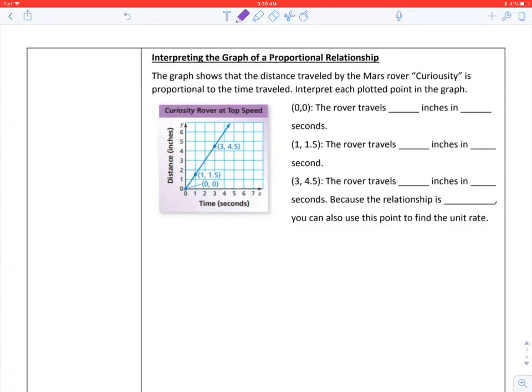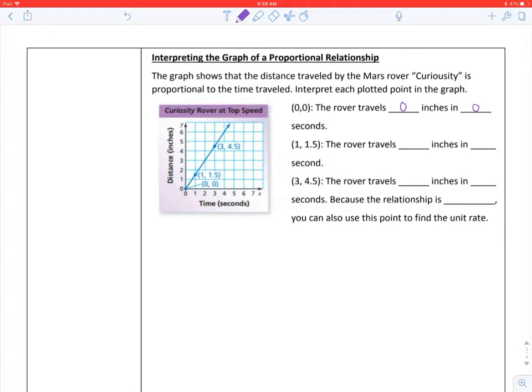So 0, 0. The rover travels 0 inches in 0 seconds. So at this point, the rover has not moved at all. We haven't started the rover because 0 seconds have passed by, meaning that we haven't started counting time. And if we haven't started counting time, that means we also haven't started measuring distance. So the rover is just in place, but we haven't started measuring anything just yet.